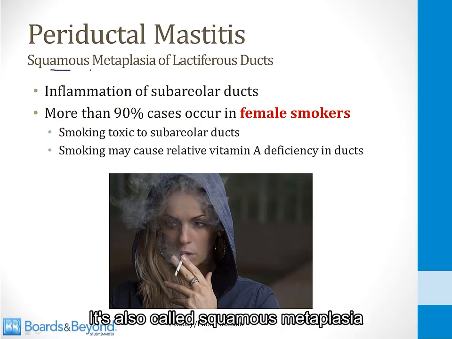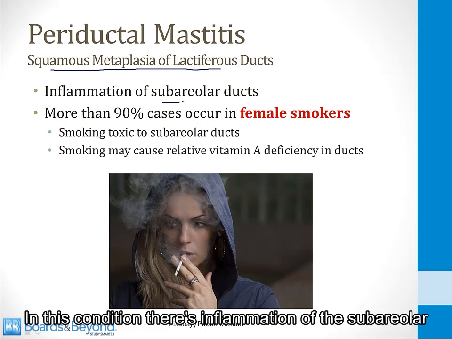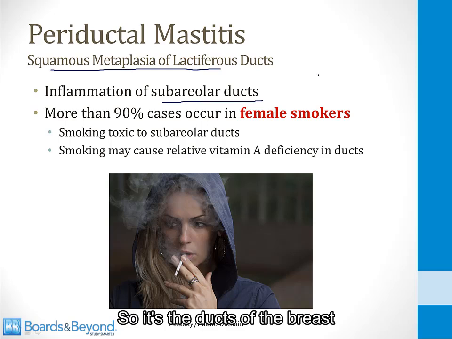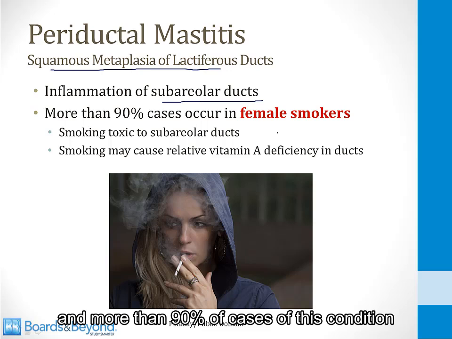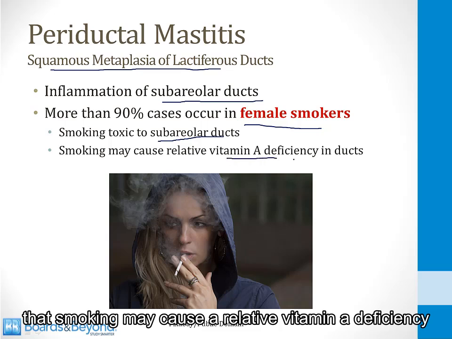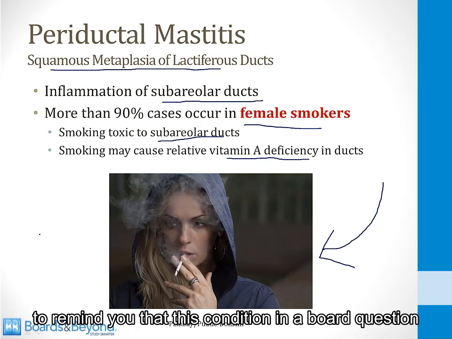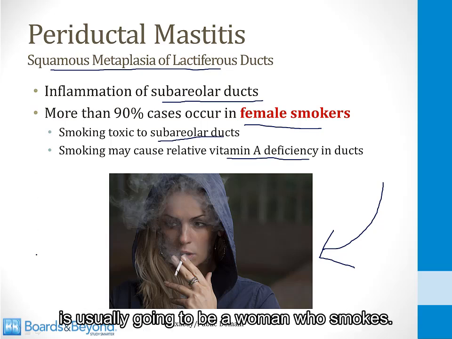The other type of mastitis is called periductal mastitis. It's also called squamous metaplasia of the lactiferous ducts. I'll explain why it gets these names in a minute. In this condition, there's inflammation of the subareolar ducts, so it's the ducts of the breast right below the areola and the nipple. And more than 90% of cases of this condition occur in female smokers. It's thought that smoking is toxic to the subareolar ducts. There's also some data showing that smoking may cause a relative vitamin A deficiency in the ducts, and that can lead to damage. So I put a picture of a female smoker on the screen here to remind you that this condition in a board question is usually going to be a woman who smokes.